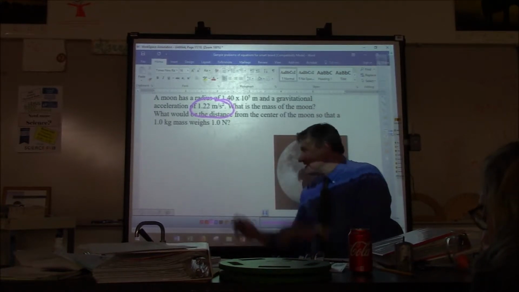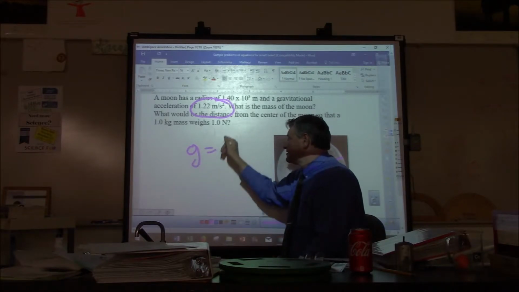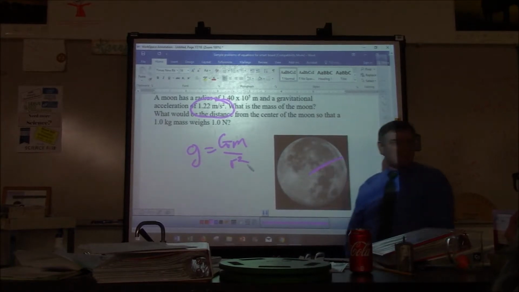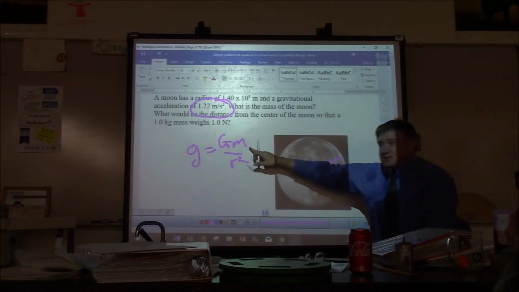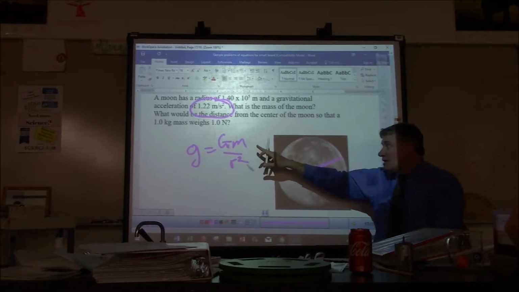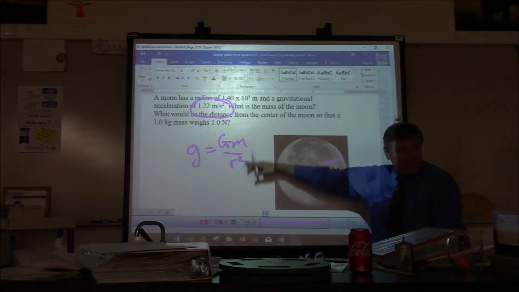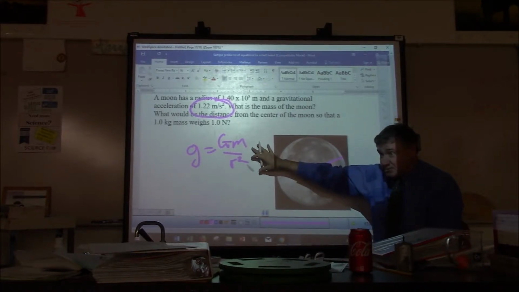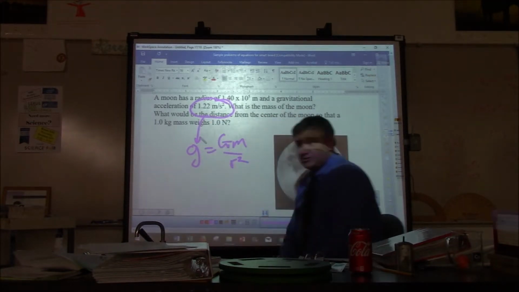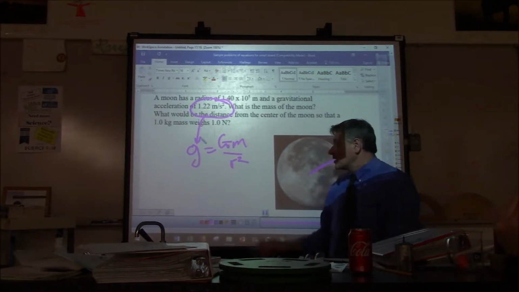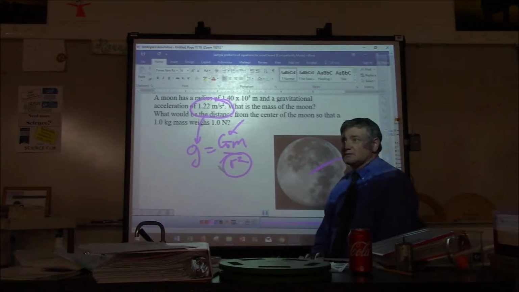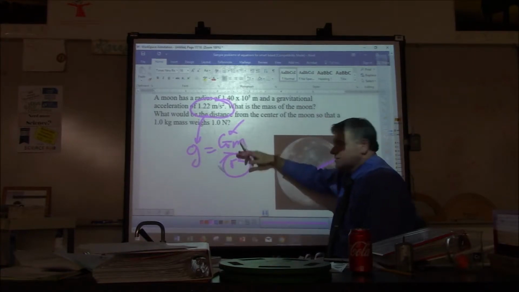Yes, g equals G times the mass over r squared. Now, are we going to use the mass of the Earth? No, because this is just the mass of whatever is at the center. That's all this is. This is what we don't know, but this is how we figured out the mass of the Earth, a similar type deal. So we know what little g is, 1.22 meters per second squared. We know the universal gravitational constant, and we know the radius. So the only thing we don't know is the mass.